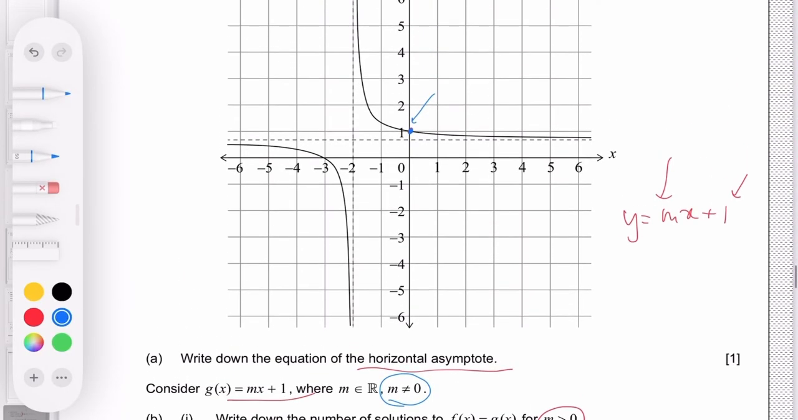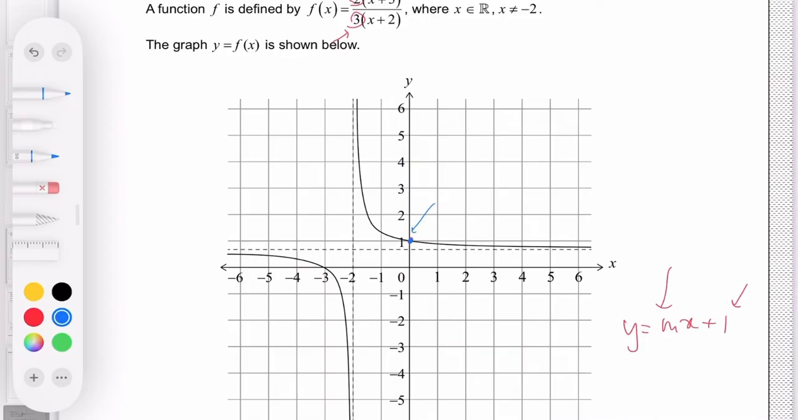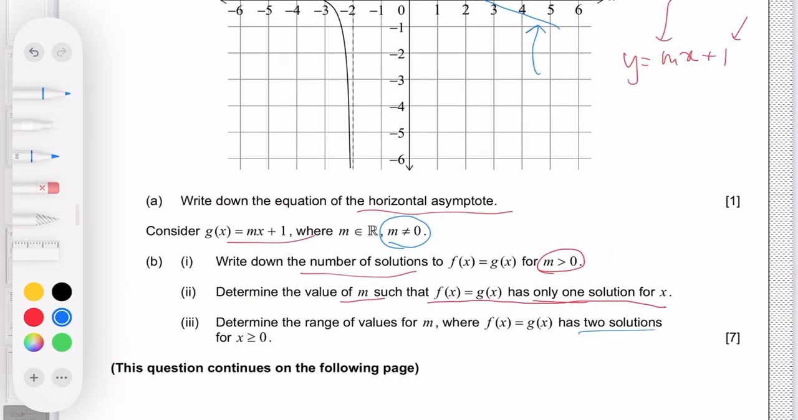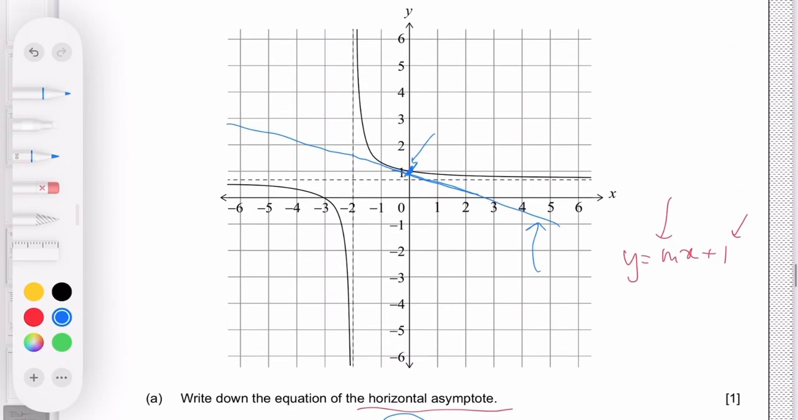Oh, the value of m so that there's only one solution is actually when it is a tangent line. So you need to do differentiation to find the gradient at this point. Oh, then basically any value other than this value should have two solutions. Oh no, it's two solutions for x being bigger than 0.